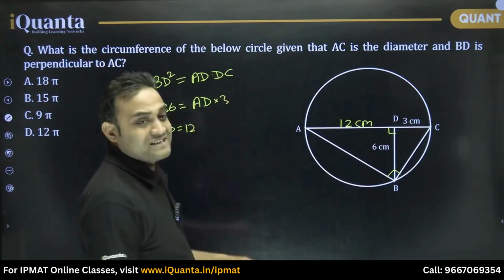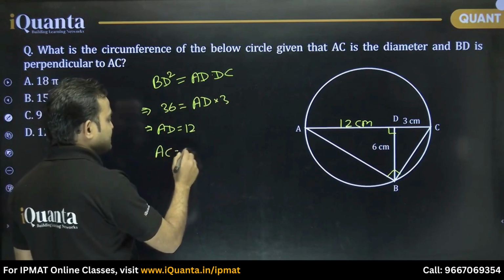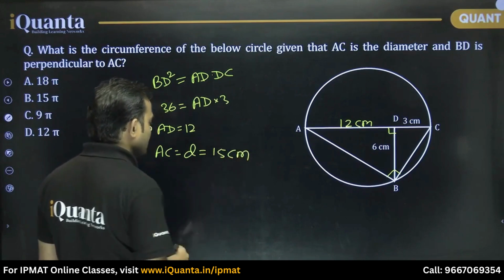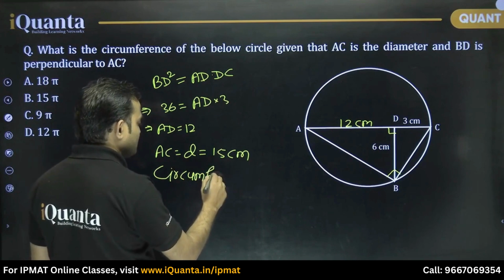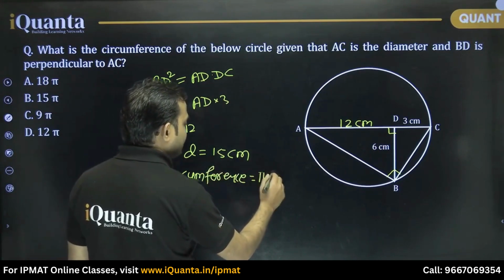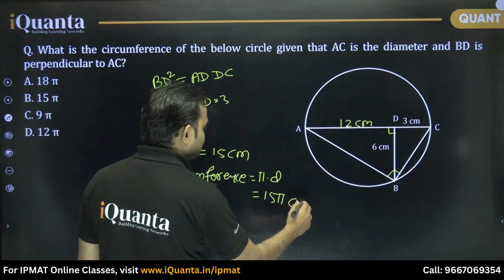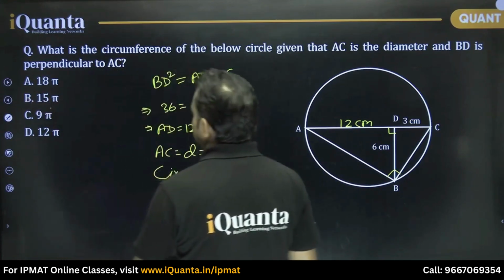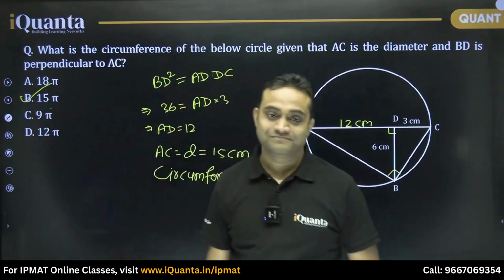Now we need to find the circumference. What is the diameter? Can we say the whole diameter AC is the D, which is equal to 15 centimeter? The circumference of a circle is nothing but pi into D. So this will be 15 pi centimeter. So our answer is option B. Okay.